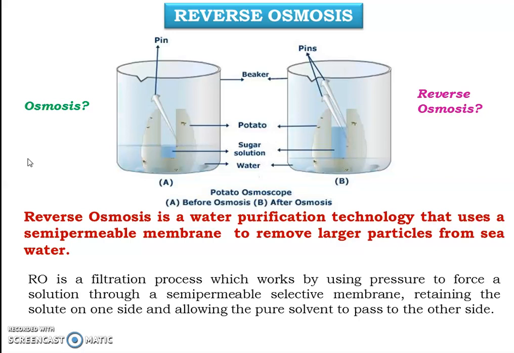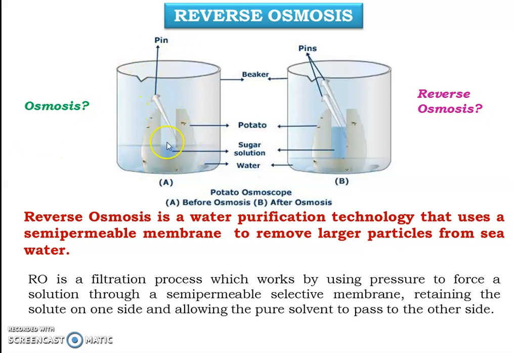So, reverse osmosis. Before we understand this reverse osmosis process, first we will understand what osmosis means. Osmosis is nothing but the movement of solvent molecules from the lower concentration to the higher concentration through a semi-permeable membrane. So look at this image.